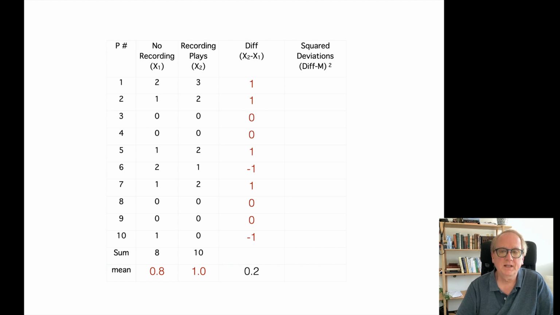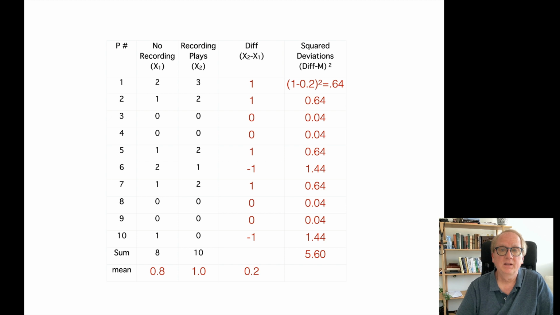And so just like I did before, I'm going to go ahead and do some more computations here so I can figure out what the standard deviation is. And what I would do then is take the difference minus the mean and square it. So I go ahead and take the person's 1, that's their difference. And then the 0.2 here that I'm subtracting from it is the mean of the differences. So my mean difference is 0.2. So I take 1 minus 0.2 and I square it. And that ends up being 0.64.